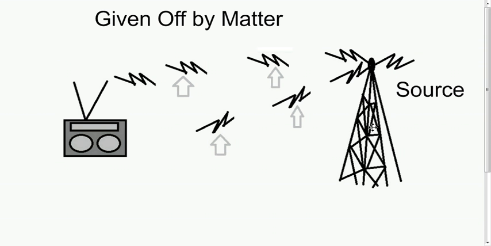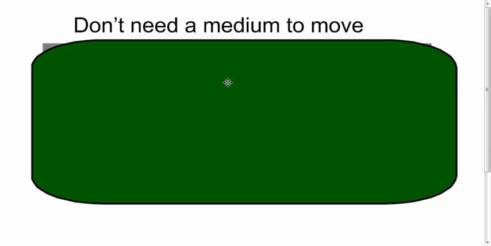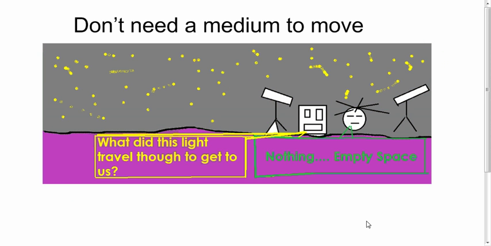All of these waves are given off by matter as well. So here we've got a radio tower. That's the source. It's giving off radio waves that are being picked up by this boombox. Now, these waves don't need a medium to move, and a medium is something that the wave can move through. The best example for this is all the light that travels to the Earth. It doesn't move through air, it just moves through empty space.